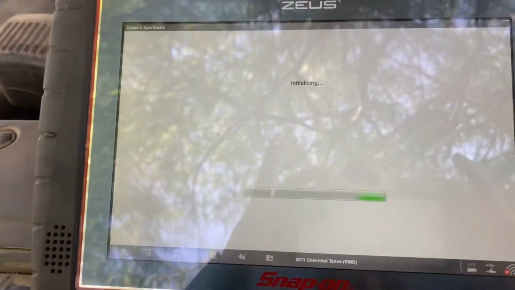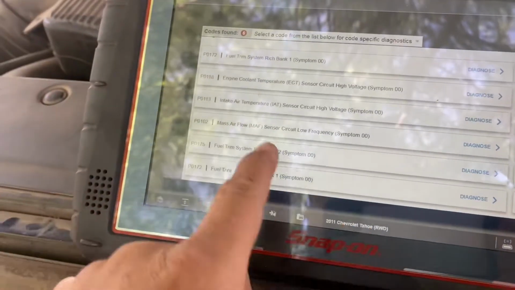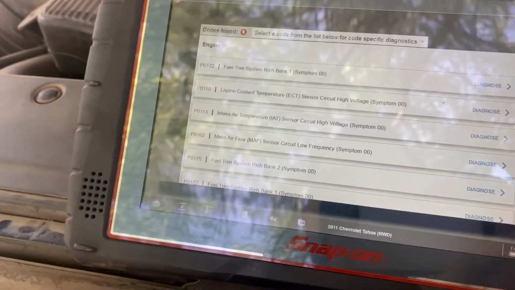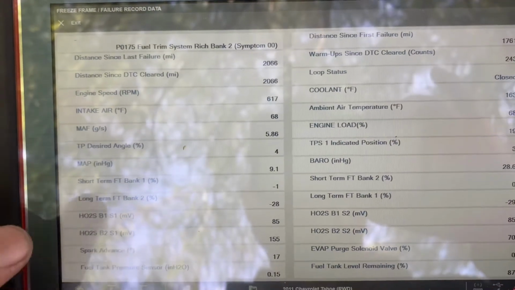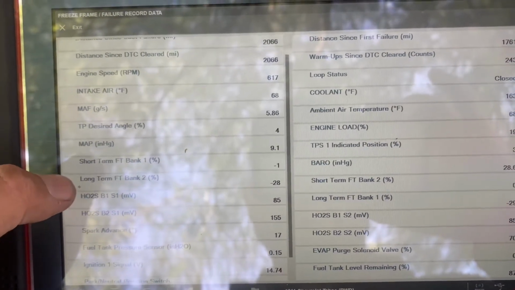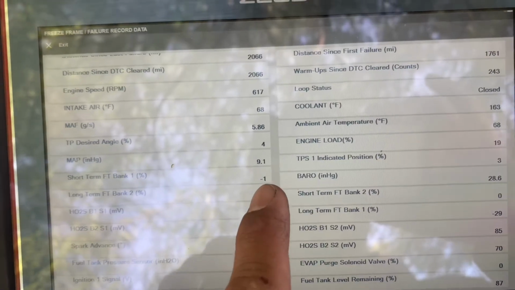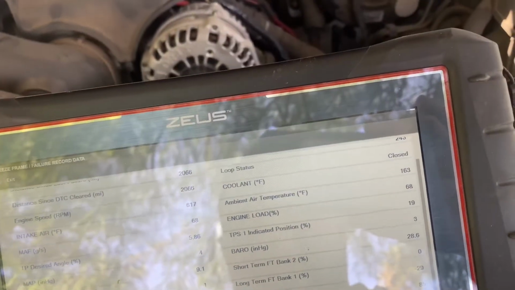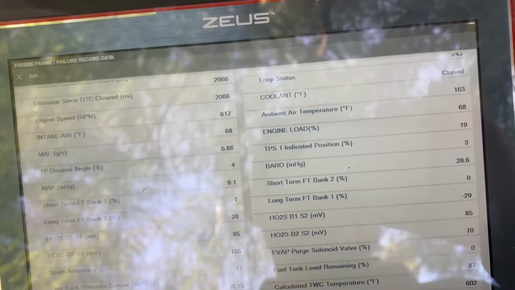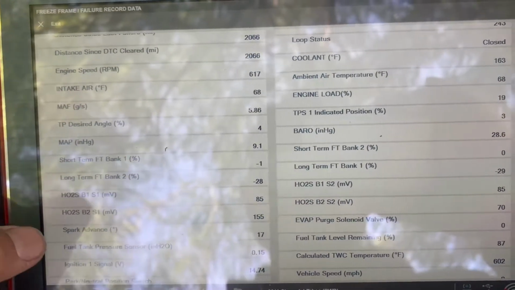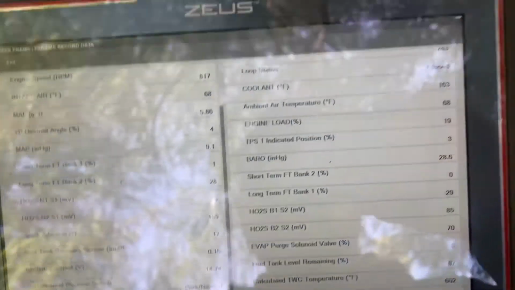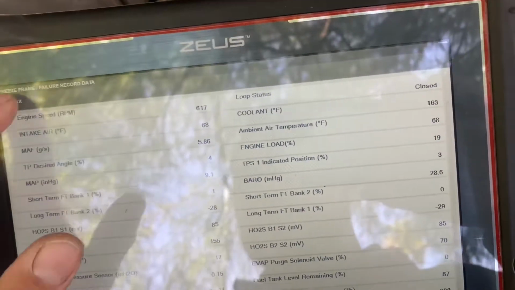And I did go back, I'm sorry. So we'll check bank 2. And again, -1, -28. And then right here, we're at 0.29. This was at idle as well. So it tells me when it triggered it and how the O2 sensors were responding to that.